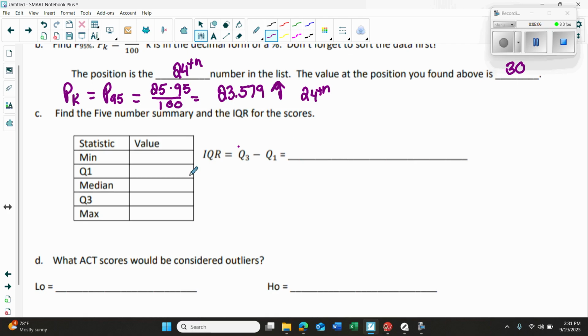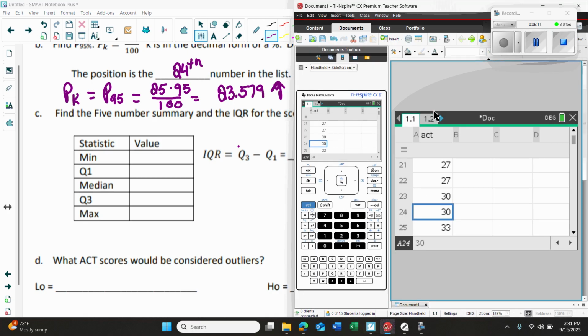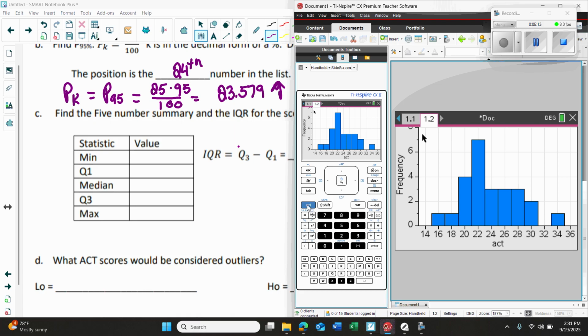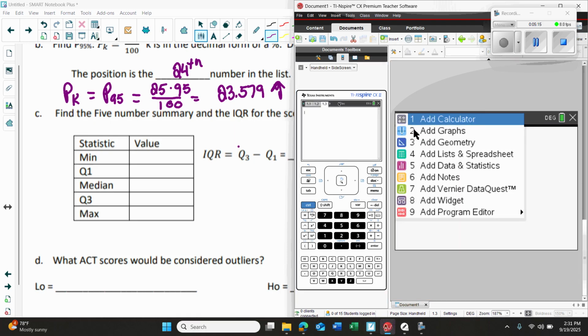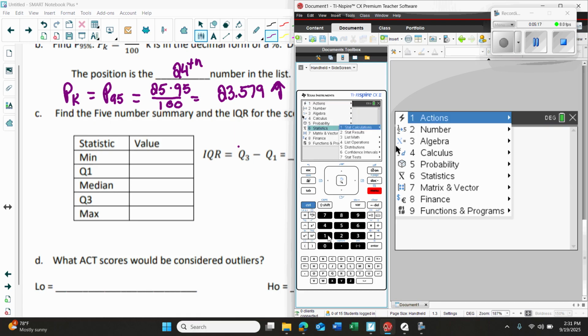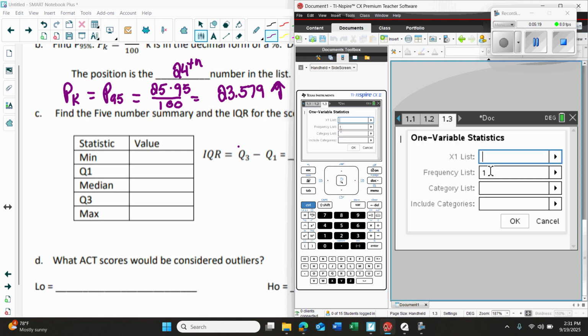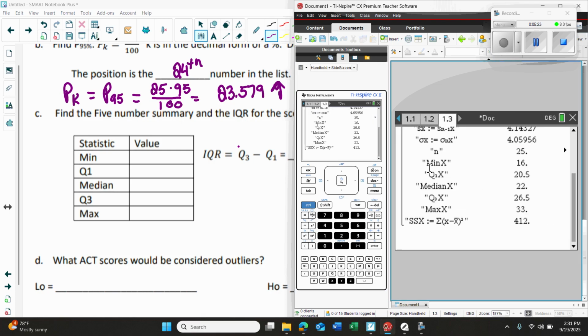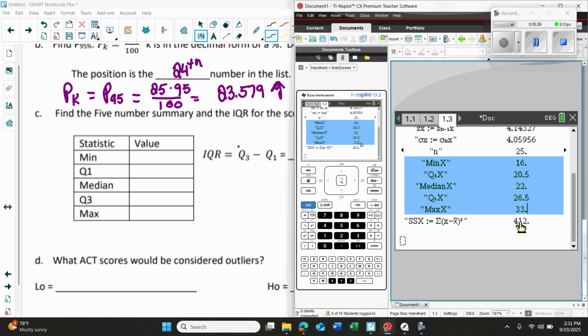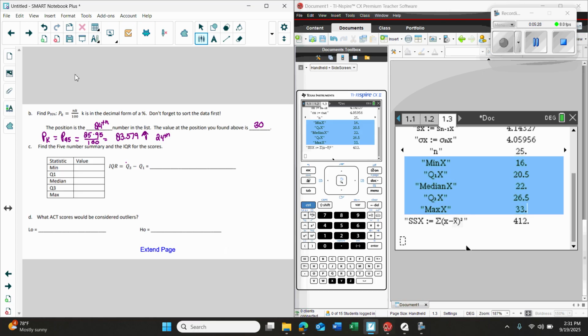Okay, our 5-number summary. We can find that by just simply opening up a calculator page here, and we're going to go Menu 6, 1, 1 for one-variable stats. Choose our list, and then voila, we start at the minimum all the way to the max. There is our 5-number summary.